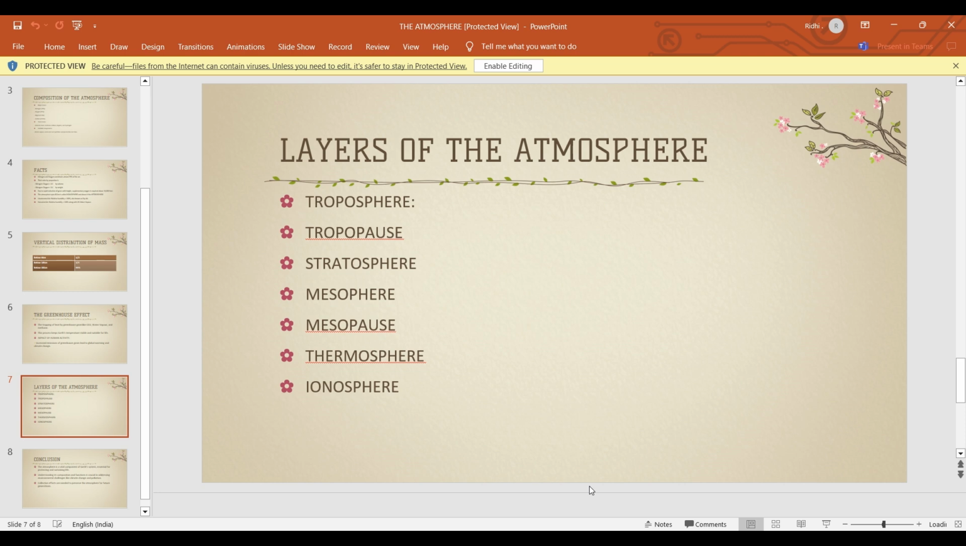But above 700 kilometers, it is called the exosphere. Now the air is very thin and has very few air molecules. These molecules may be active and may have a very high temperature. Ionosphere. The atmosphere above 60 kilometers is called ionosphere. It is important for radio wave propagation.